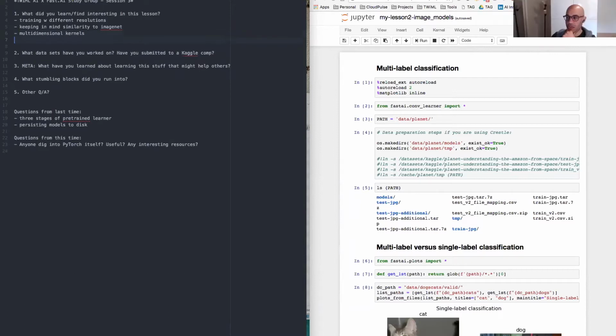What else have folks found interesting in this lesson? Convolutions and rectified linear units are no rocket science. I mean, it's pretty easy math.